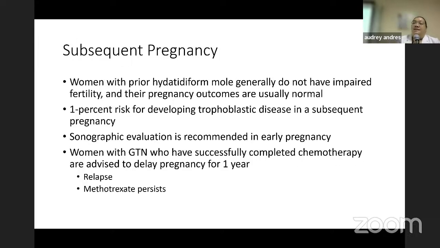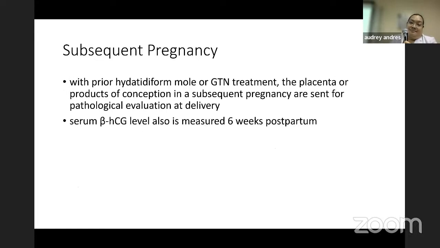Okay. Advice regarding subsequent pregnancy. Okay, because they do not have impaired fertility and their pregnancy outcomes are usually normal, but they have risk to develop trophoblastic disease. So we have to recommend sonographic evaluation in early pregnancy so that you can detect a molar pregnancy early. So women who had successfully completed chemo are advised to delay pregnancy for at least a year because there could be relapse or your methotrexate persists and cause teratogenic effects.